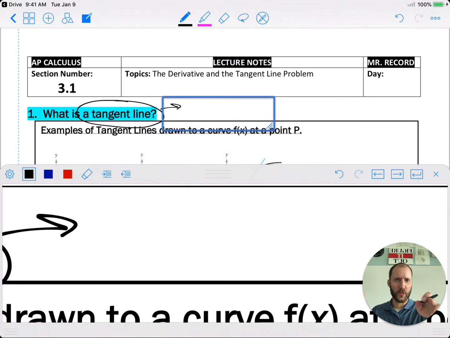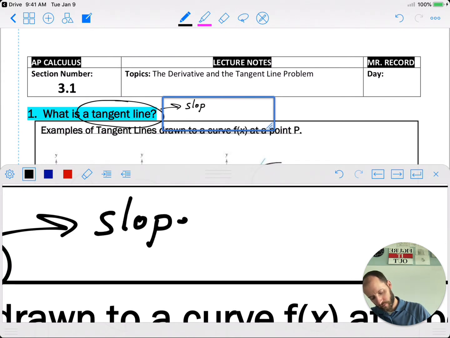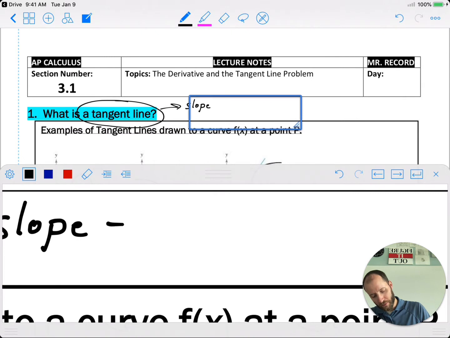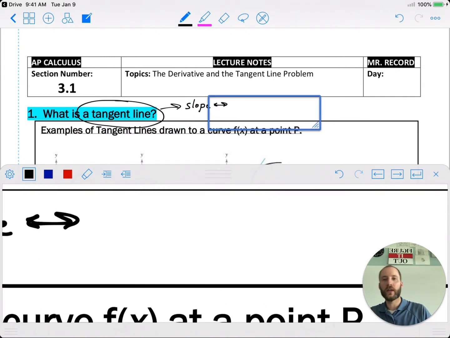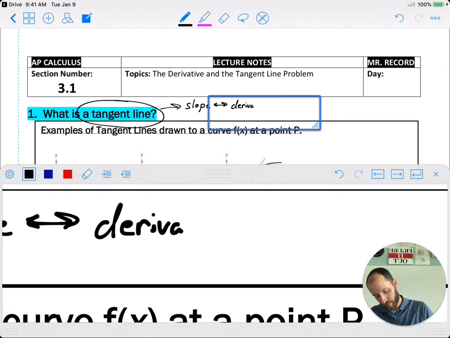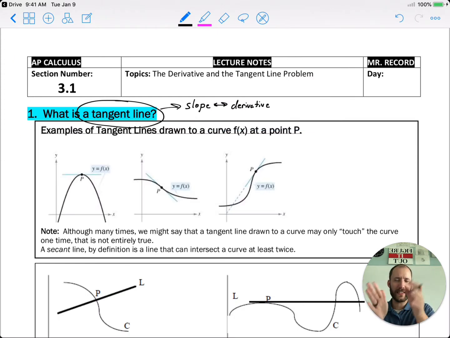Kind of a buzzword. When you see a tangent line, you should be thinking of slope. And then we're going to go one step further. When you see slope, you should also be thinking of derivative. So you want to get those three ideas interchangeable and synonymous in your mind.